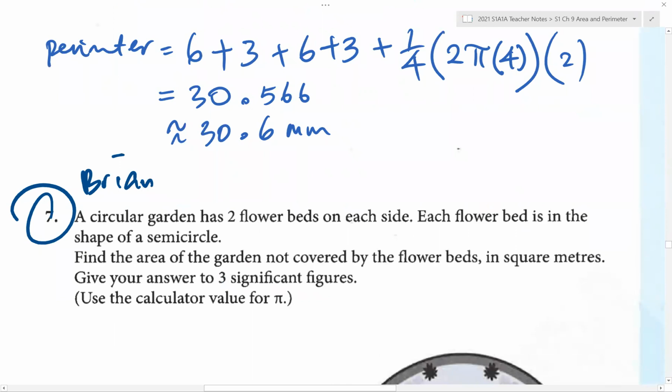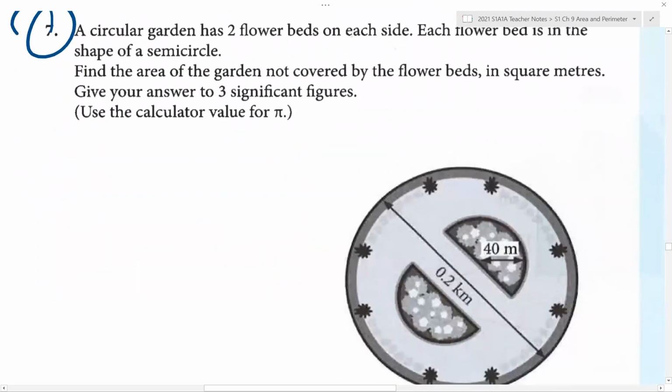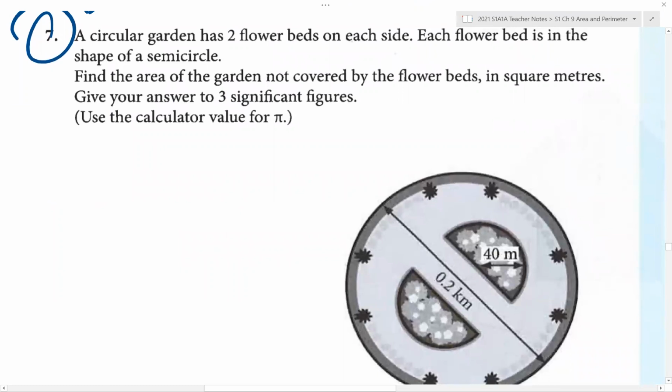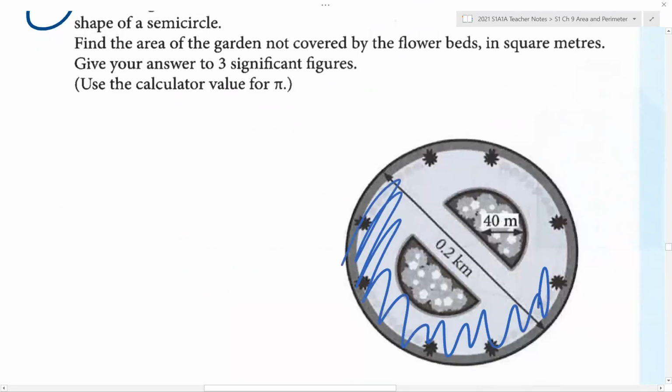Question 7. Circular garden, 2 flower beds on each side. Each flower bed in the shape of a semicircle. Find the area of the garden not covered by the flower bed in square meters. So I want only this portion for the area.